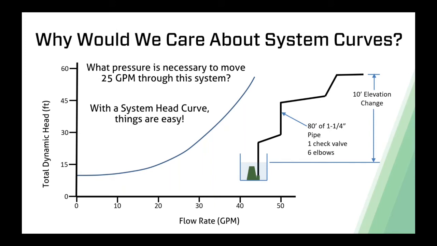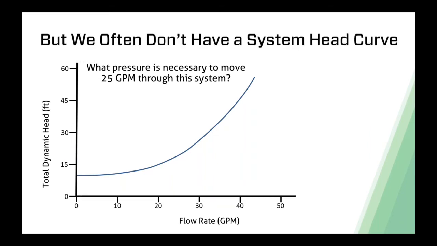If this were the system head curve, we would simply find 25 gallons a minute, project that up to the curve and come across. And it would tell us the total dynamic head that the system is going to push back with. If we try to push 25 gallons a minute worth of water into that piping network, the network's going to push back on that pump with 20 feet of total dynamic head. That's why it's valuable. If you have it, it becomes really easy. If you needed to know what the flow rate was at 20, again, you would just project 20 up to the curve and across, and it would maybe be closer to 15 feet of total dynamic head.